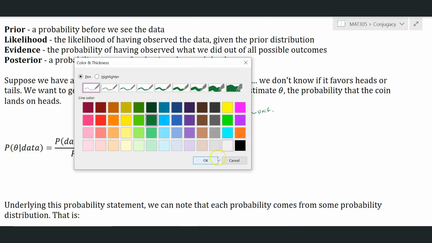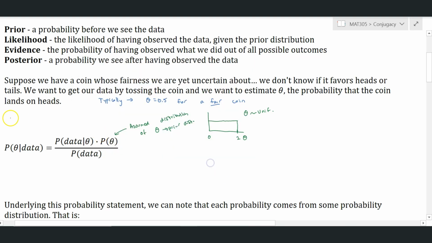Now, what we do ultimately for the posterior is we want to calculate what is the probability density of theta based upon the data that we observed.